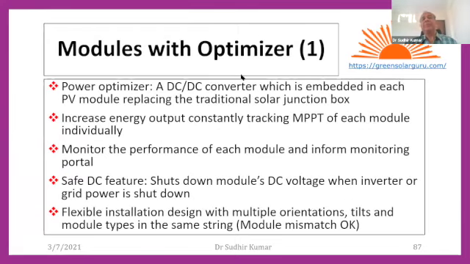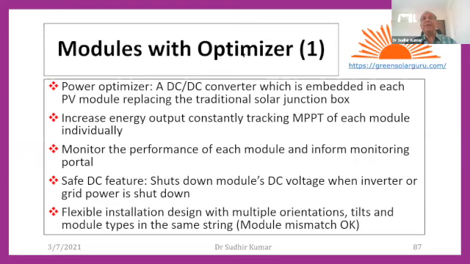Next is module with optimizer. This is a development, and it's a very nice development. If you have the optimizer fixed, it gives more output than normal modules. What is happening in normal modules? At 7 to 8 in the morning, the power is generated, but it is not picked up by the inverters, because the inverter needs minimum voltage, and at 7 to 8 in the morning, minimum voltage is not achieved.